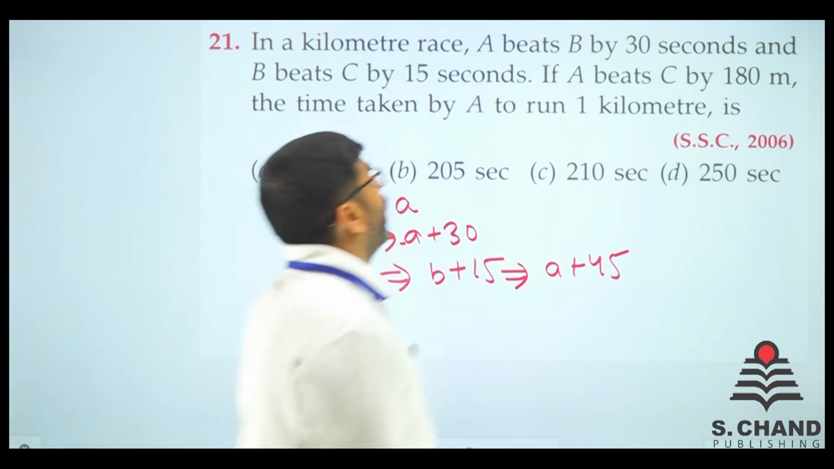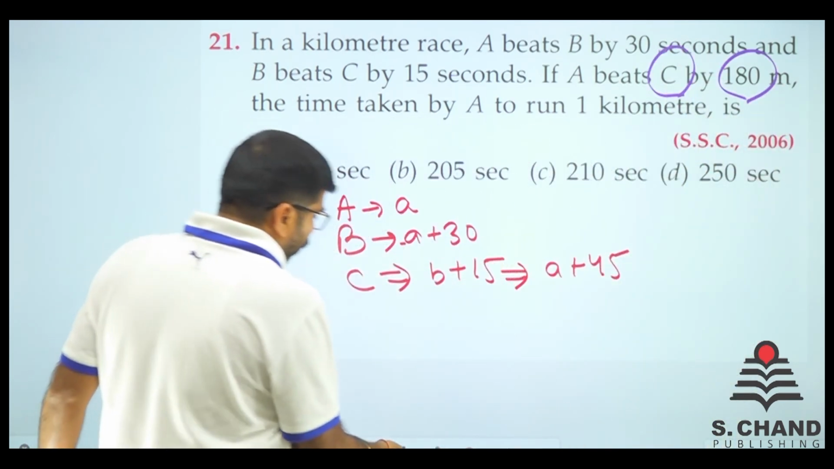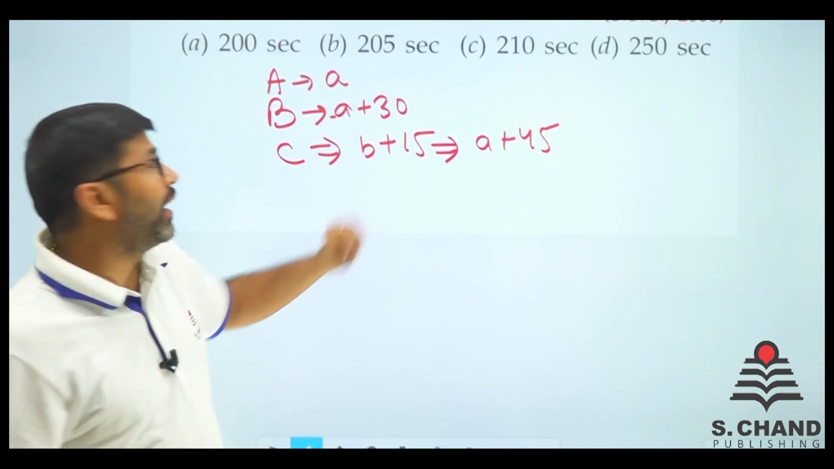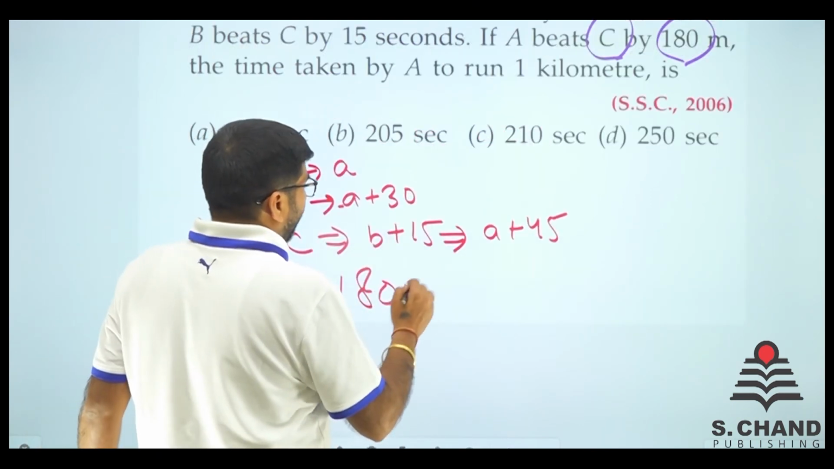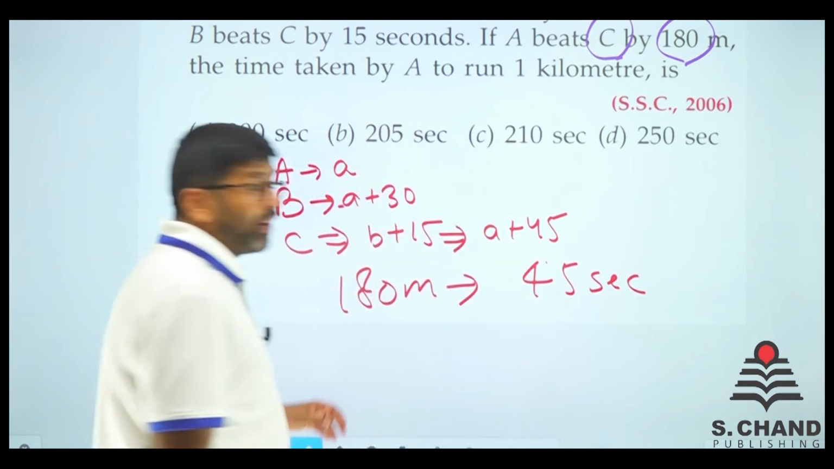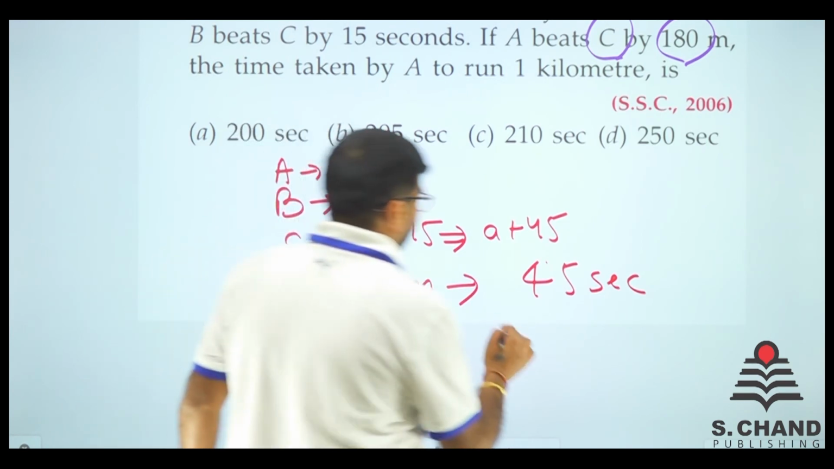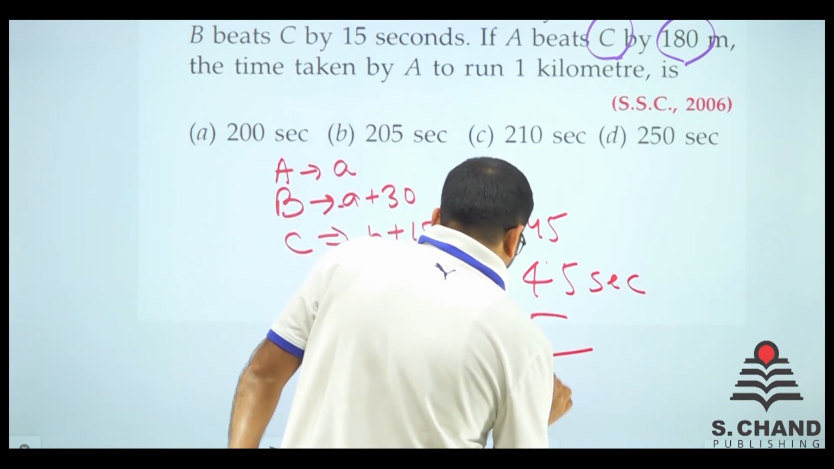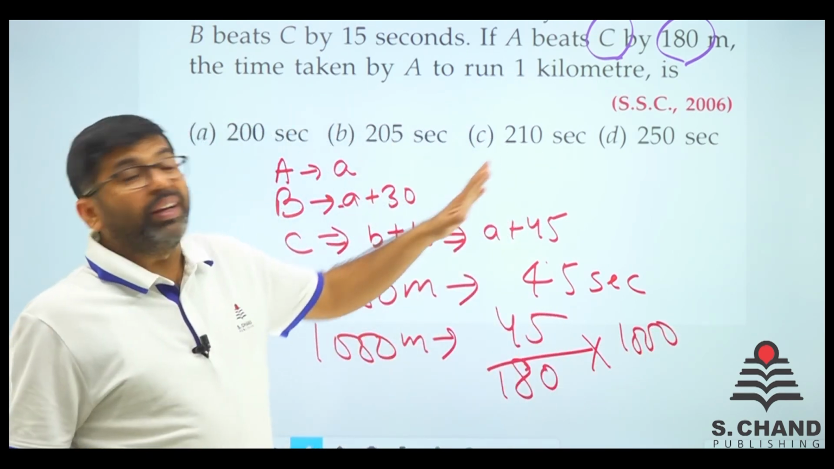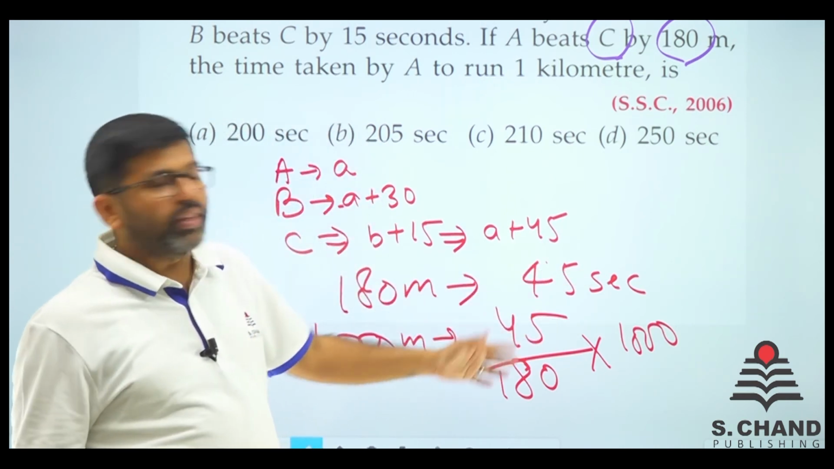Great. Now, if A beats C by 180 meter, problem is solved. See, ये जो 45 seconds extra हैं, उसको cover करने में 180 meter लगेगा, right? 180 meter के लिए we have 45 seconds. So, for 1000 meter, we have 45 divide by 180 into 1000. भाई अभी जो ये 180 मीटर लेफ्ट है ये 45 सेकेंड्स के लिए हैं. सो 1000 मीटर इज लाइक दिस.